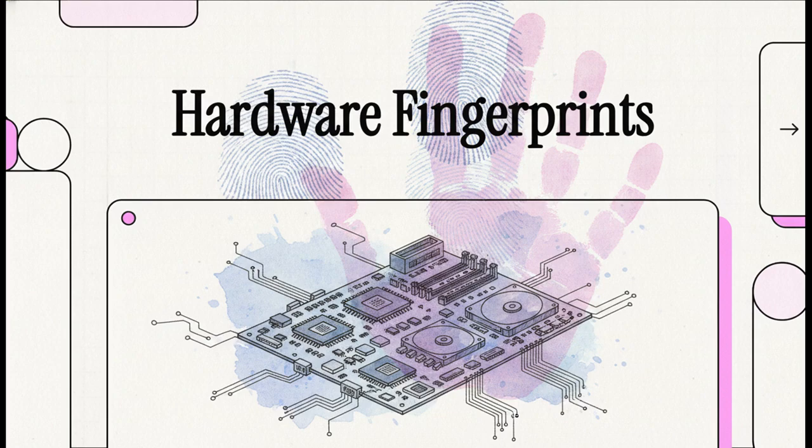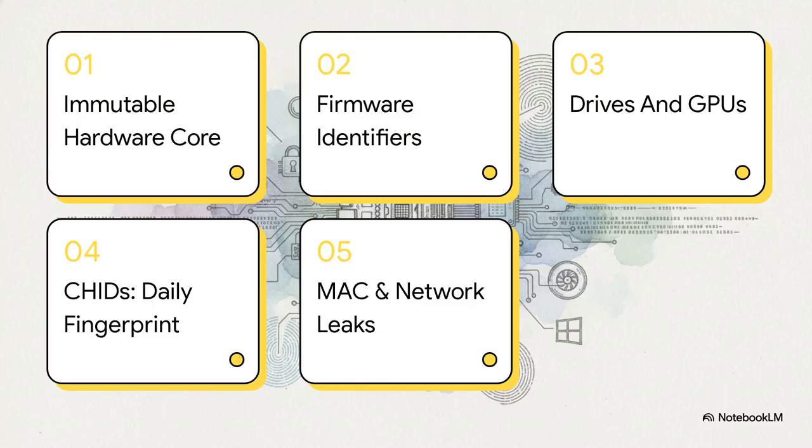Beneath your operating system lies this unchangeable, absolutely immutable hardware layer. It turns out that your physical components literally have permanent digital fingerprints etched right into them, and it does not matter how many times you format that drive. Okay, let's dive into this.